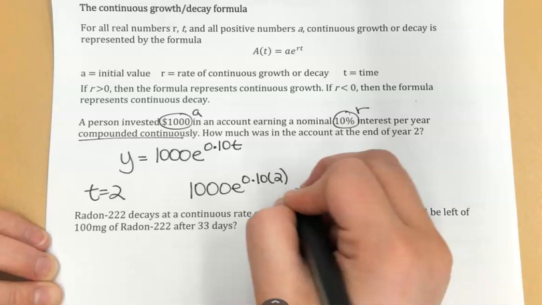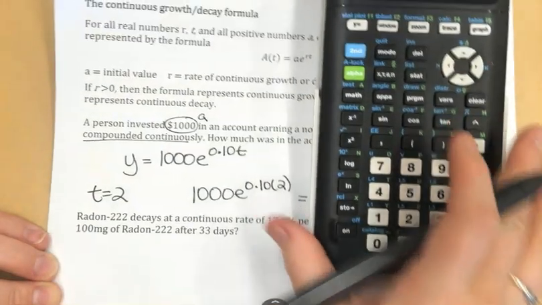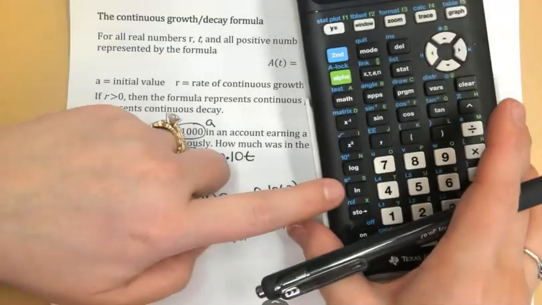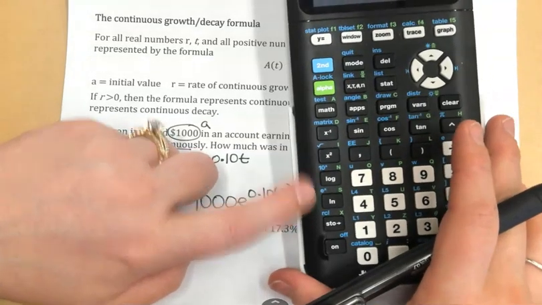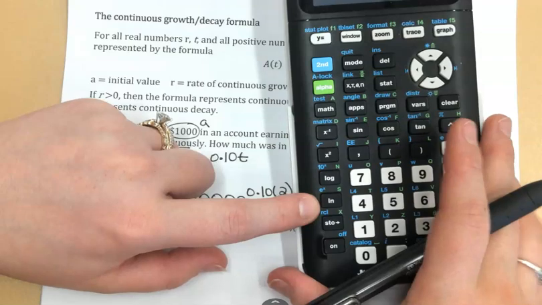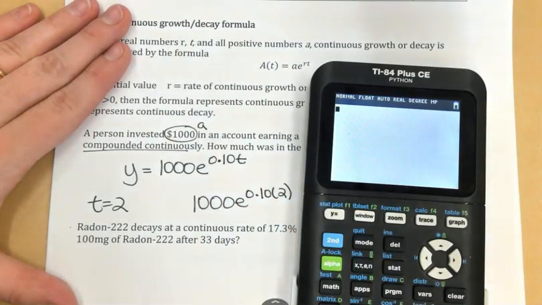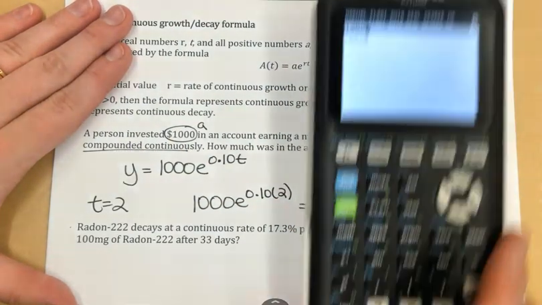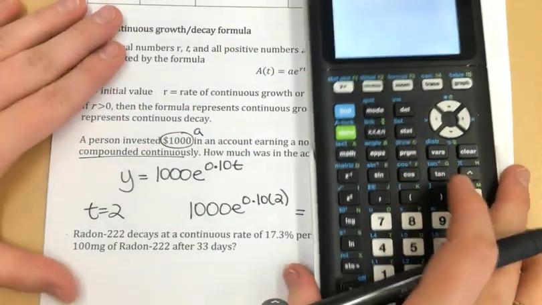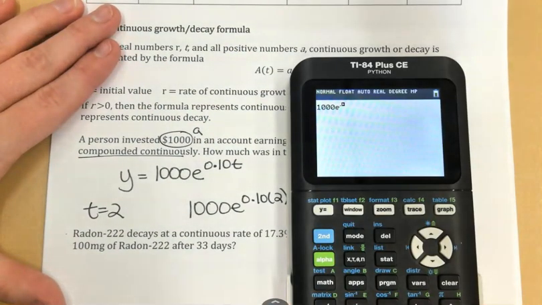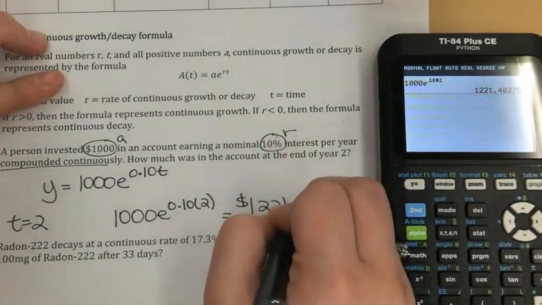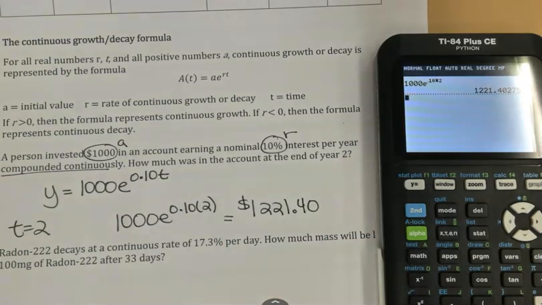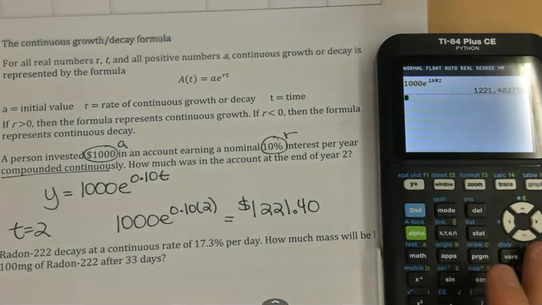Now, you have an e button on your calculator. It's down here. Oops, sorry. It might be green or blue on yours, depending on the age of your calculator. But to get to that button, you hit second, and then that LN. So I'm going to show you. I'm going to calculate this by first typing in 1,000, and then second e. And then I can add my exponent, 0.10 times 2, and I get 1,221.40. So again, rounding to cents because we're talking about money.